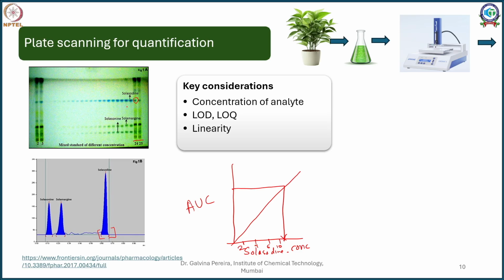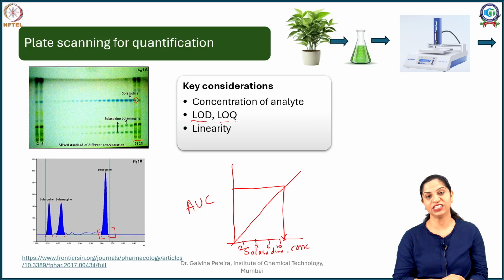Similarly, if I have a solasonine standard, I can quantify that as well. The thing is, it can all happen simultaneously. One more parameter I need to check is the values required for validation, and that is LOD, LOQ, linearity. I am just emphasizing on this, but there is ruggedness, robustness and so on.